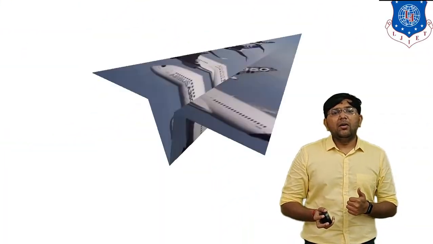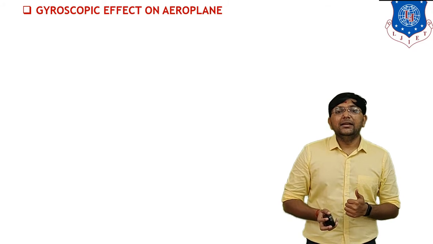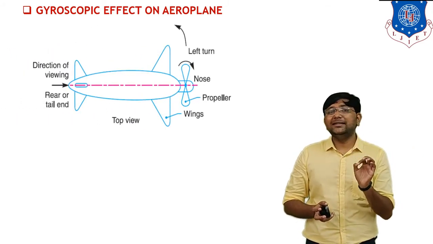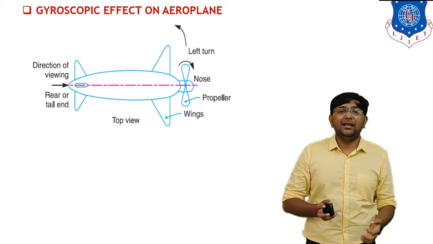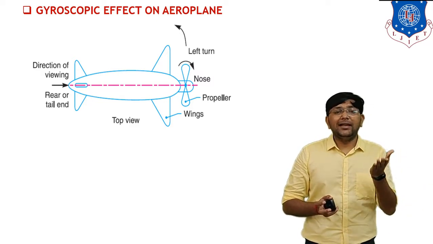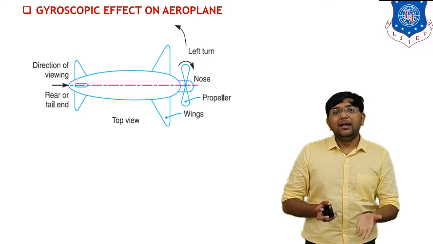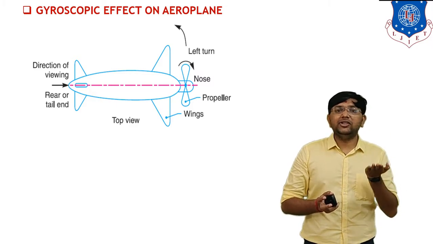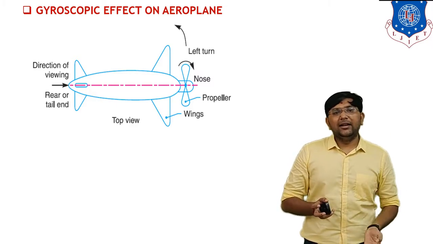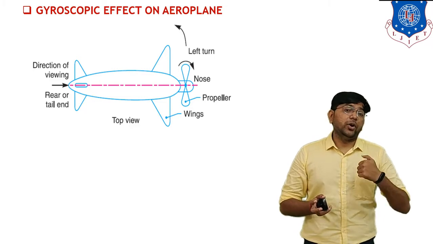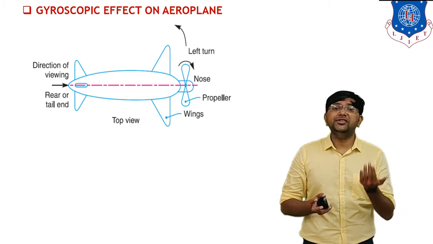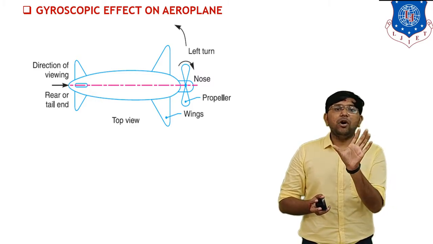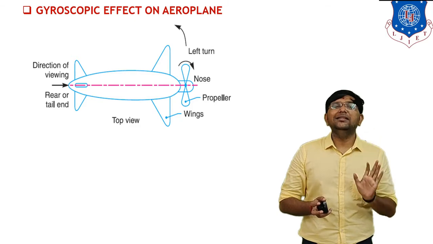Clear? Now what is the first effect of gyroscopic effect on aeroplane? You have to remember some basic terminology of aeroplane: the front end of the aeroplane is the fore end, and in the same way the rear part of the aeroplane is the stern side or rear side. You have to observe the aeroplane from the stern side, means from the rear side. This is the top view of the aeroplane and one propeller is there.